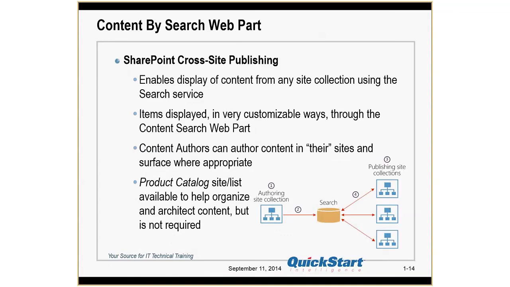All right, one last real quick topic I want to mention, and that's the content by search web part and cross-site publishing. So what Microsoft did is they enabled this feature called cross-site publishing, where we can take content that's authored in one site collection, but display it in another site collection in a very customizable, very highly controlled way of presenting that information. Content authors can author the content in their own sites and surface where appropriate. This can even go across SharePoint farms. There's a product catalog that's there and that can help you in some cases to architect your content.